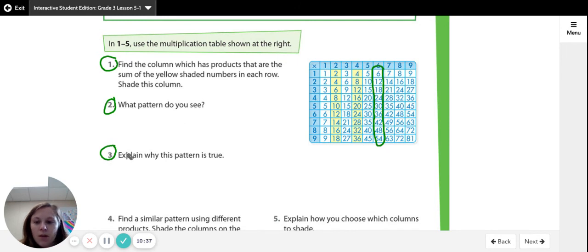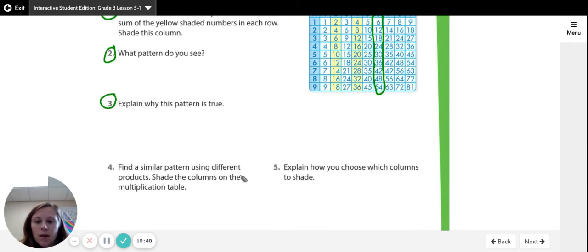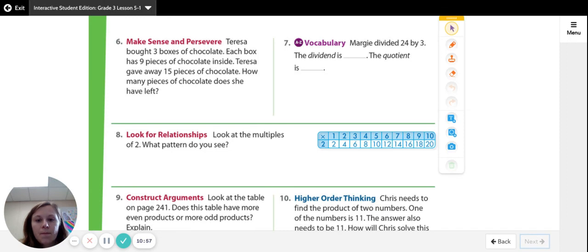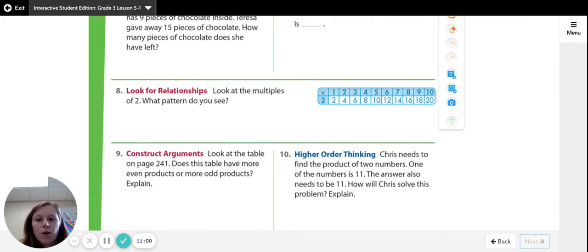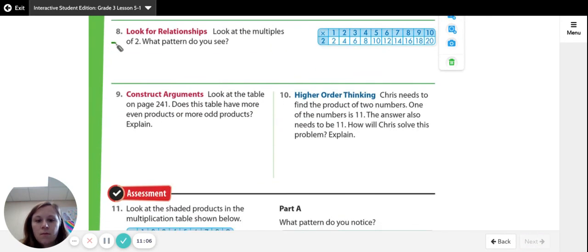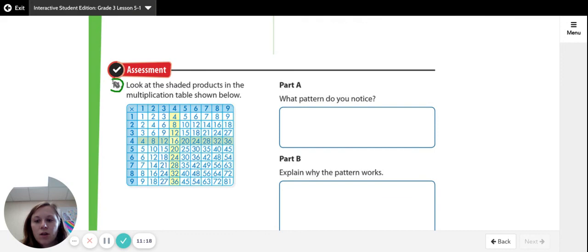We want to see what pattern, explain why it's true. Find a similar pattern using different products and shade the columns on the multiplication table, and explain how you chose which columns to shade. So you're finding another pattern that you see. So you're doing 4 and 5. Then on the back, we're going to do number 8, and 10, and 11. And then you can send me a picture on Seesaw of your work.